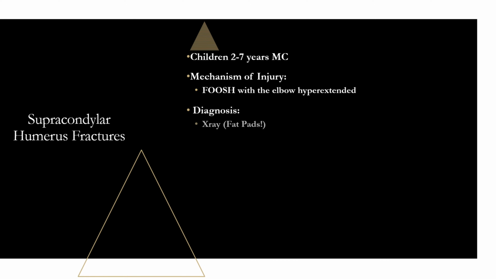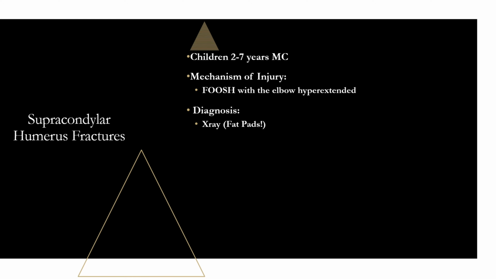Now, diagnosis, you're going to get your x-rays and know your fat pads. The only thing I think you should be aware of, at least for imaging when it comes to supracondylar fractures for the exam, are fat pads. In a non-displaced or minimally displaced fracture of this region, sometimes you can't see the fracture easily on x-ray, but you will see a fat pad. So this elbow effusion, which is going to be your anterior sail or your posterior fat pad signs, that's typically what you're going to see.